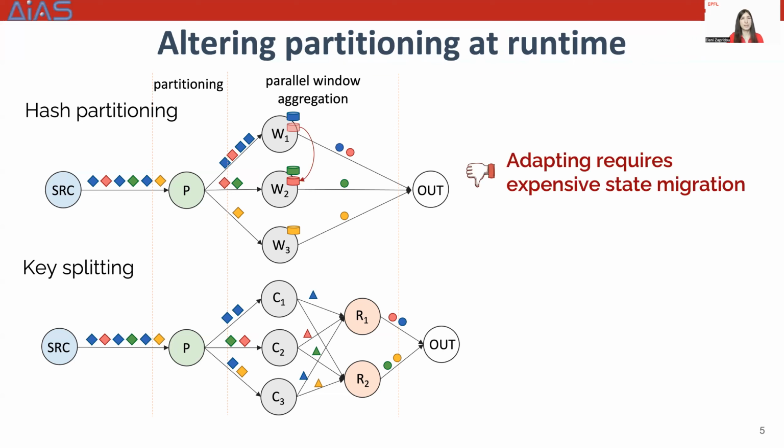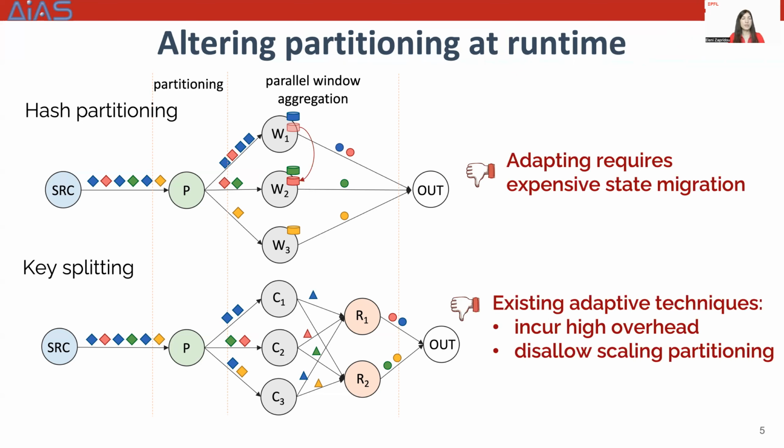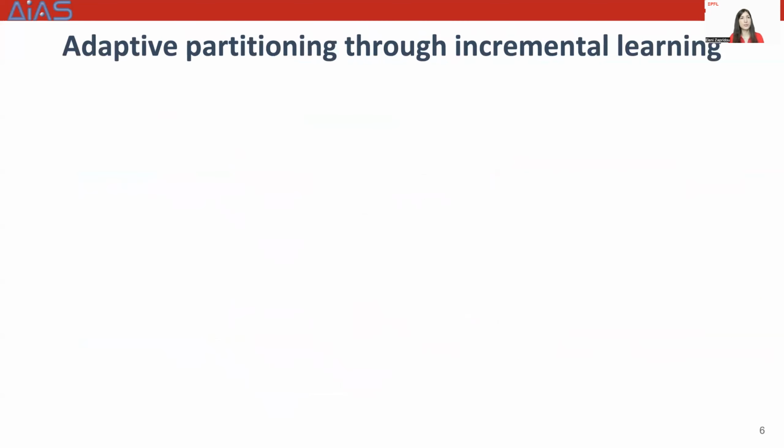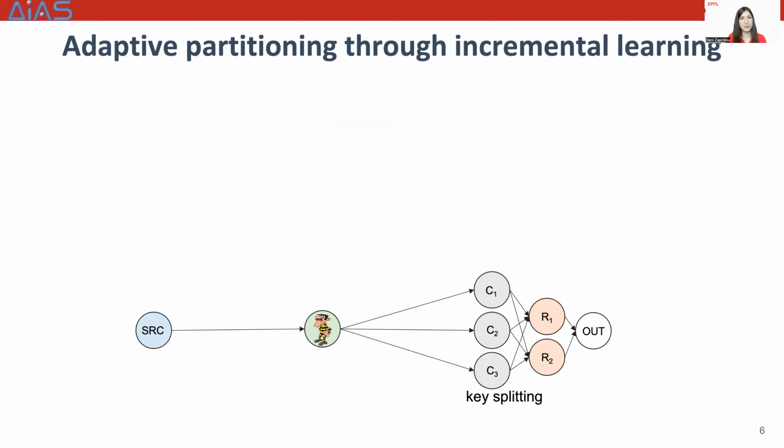Now, for key splitting, adaptive approaches have been proposed as well. However, they incur a high per tuple overhead, and also they assume a centralized partitioner that keeps some statistics for the whole system, and so they're not able to scale to multiple partitioning instances. In this work, we propose Dalton that both adapts to the data distribution and scales to multiple partitioning instances. So let's see how we achieve that.